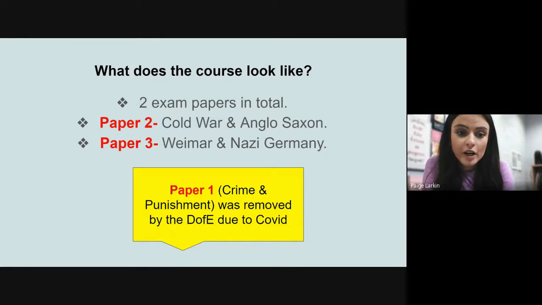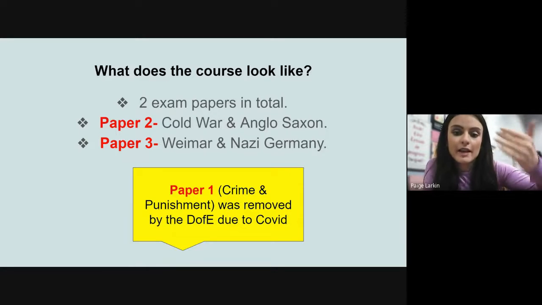You probably already know from speaking to your children that we are already revising in history. We teach what's called an interleaved curriculum, which means we don't stay on the same paper for the entire week. We actually go between the Cold War, Anglo-Saxon and Norman England, and Weimar and Nazi Germany to keep that knowledge constantly refreshed.